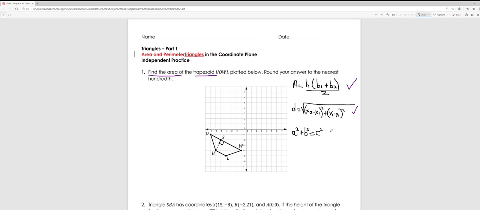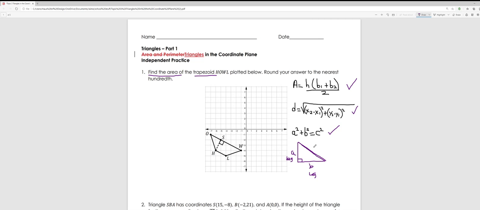Now, again, I prefer the Pythagorean theorem. Remember, a squared plus b squared equals c squared. It's for any right triangle. So if you have a line segment, and I'm going to show you in a second, you're looking for the longest side, which is the hypotenuse. You have the A and the B sides, which are the legs. These are your legs, and the hypotenuse will be the longest side.